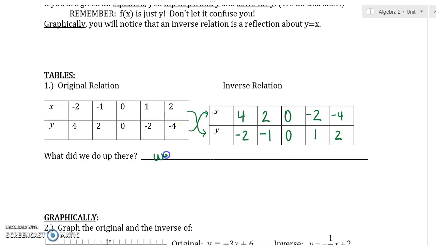So we switched x and y values of the original to fit the inverse. Okay, so that's how we do the inverse relationships when we have a set of data points.